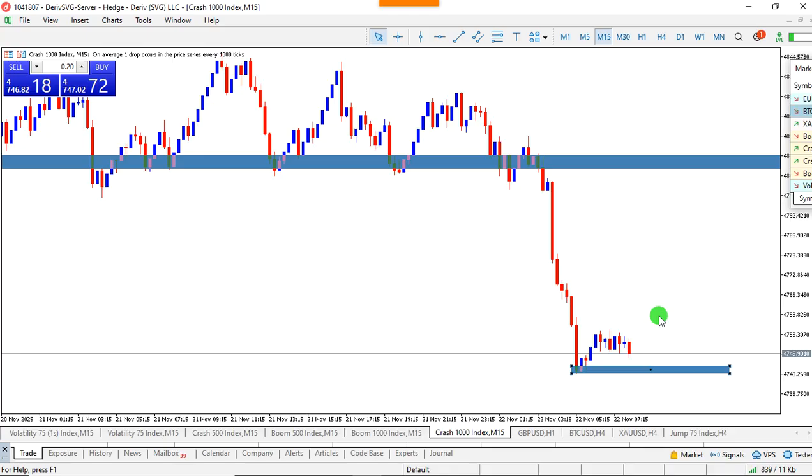Of course, we looked at the VIX 75 1 second, VIX 75, Crash 500, Boom 500, we looked at Boom 1000, and of course Crash 1000. That's it. That's going to be the end of analysis for today.